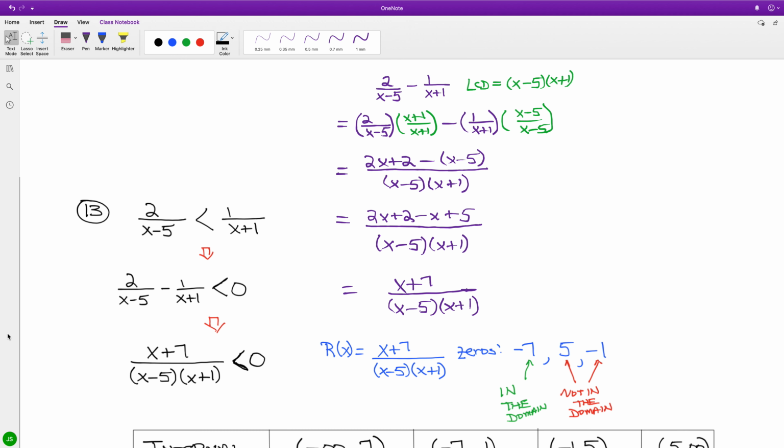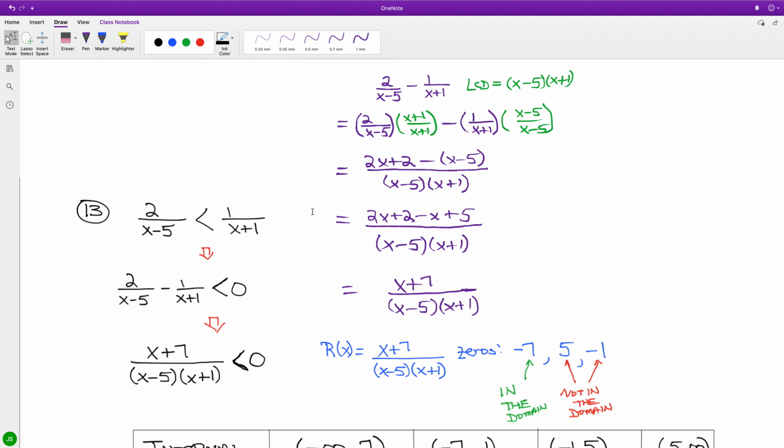Okay, in the last two problems of this test 3 review handout, we have comparison inequalities between rational expressions. And for 13 we have 2 over x minus 5 is less than 1 over x plus 1. If I convert this inequality statement into one that involves a comparison to 0, I can just subtract 1 over x plus 1 from 2 over x minus 5 and combine these rational expressions.